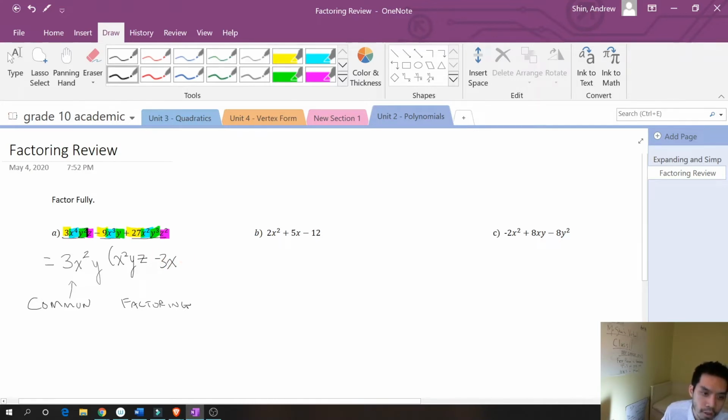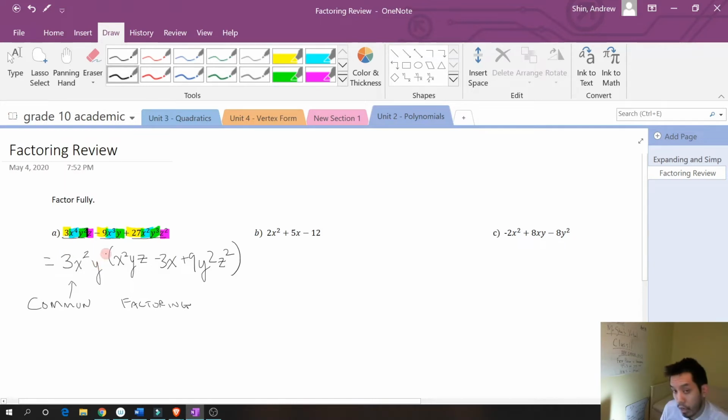And now we're going to do the last term. So 27 divided by 3 will be 9. X squared divided by x squared will be 1, but I'm not going to do 9 times 1, it's just going to be 9. Y cubed divided by y will be y squared. And z squared divided by no z must still be z squared. And so we have now factored fully.